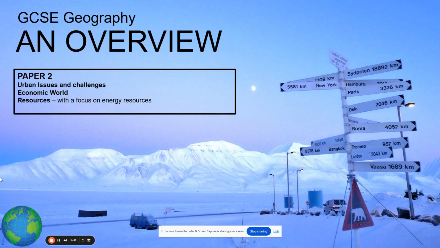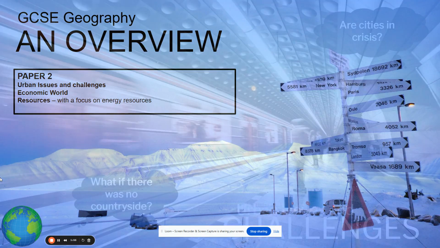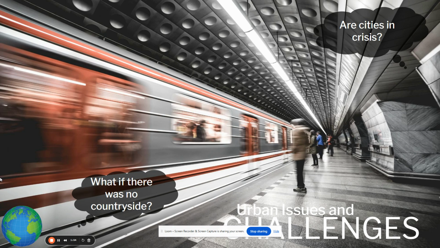During paper 2, students will look at human geography topics. We will look at the urban world, economic world, and look at resources. During the urban world section, students will look at problems that are faced in some of our cities and how we can live more sustainably. Our focus will be on the 2 cities of Rio de Janeiro in Brazil, and we will look at Bristol.